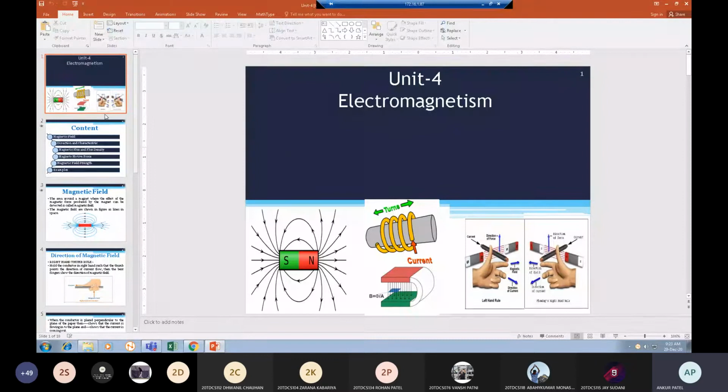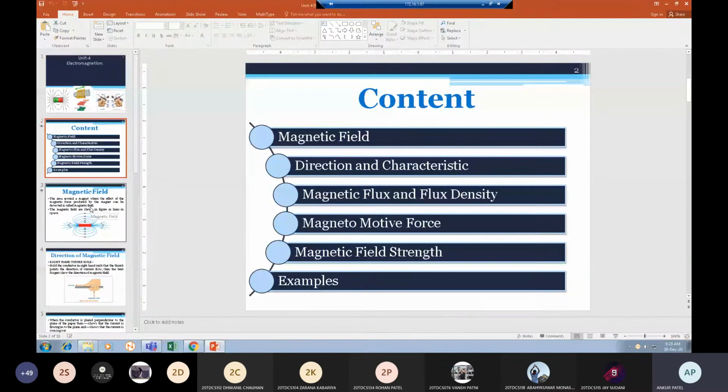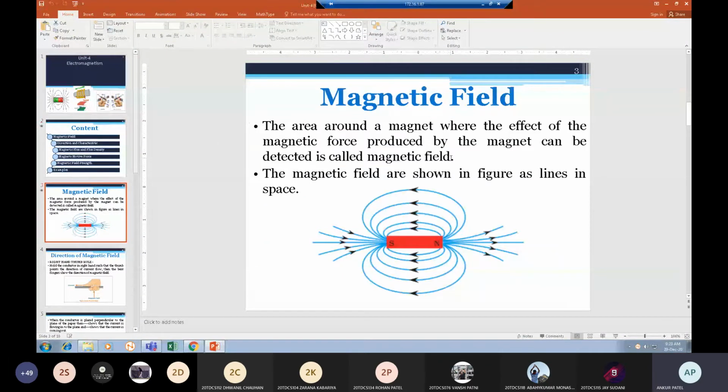Okay, so in electromagnetism, we studied basic terms and definitions regarding magnetism. We saw for the magnets, the direction of the magnetic field, that is towards the poles. You can see this magnetic field that surrounds these magnets.